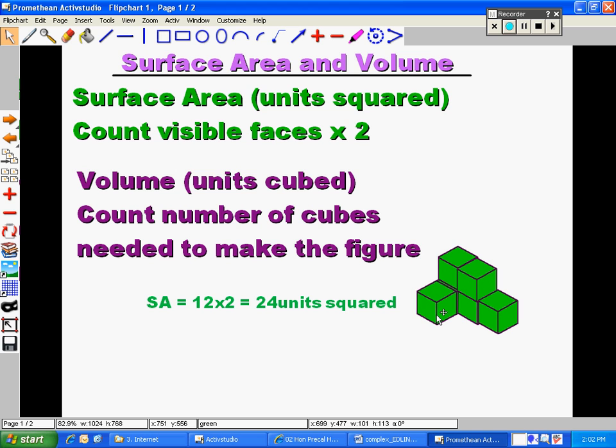This one can't float above on its own. It has to be resting on one. So we have 1, 2, 3, 4, 5, and 6. So our volume is 6 units cubed.